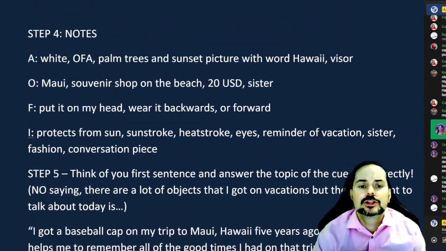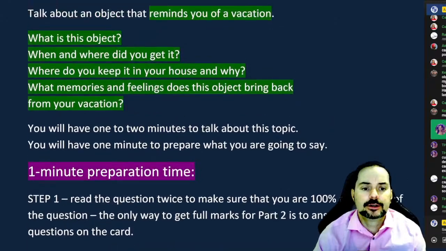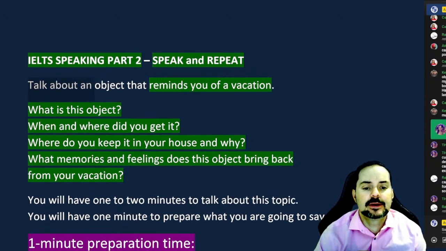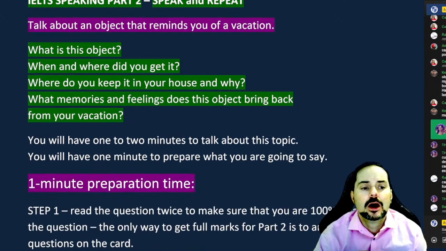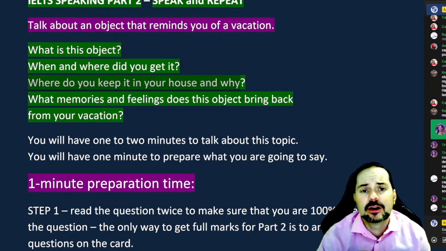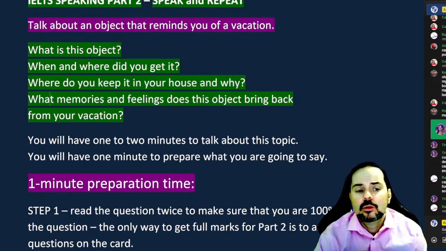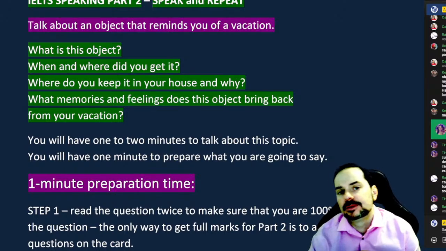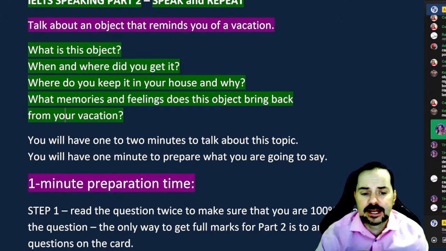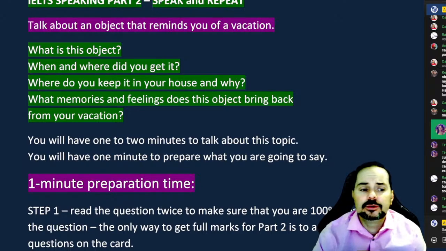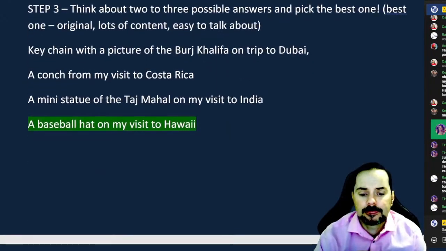All right. So if we go back to this cue card, again, the cue card says, talk about an object that reminds you of a vacation. Okay. What is the object? When and where did you get it? Where do you keep it in your house and why? Okay, we haven't really talked too much about that. What memories and feelings does this object bring back from your vacation? We have talked about that, but we can maybe talk a bit more about that, especially the feelings, okay? Before we do that, let's talk about where we keep it in our house and why, okay?